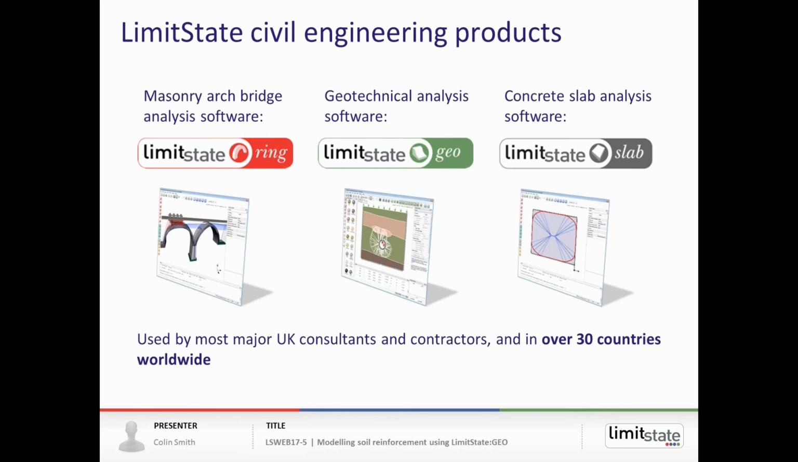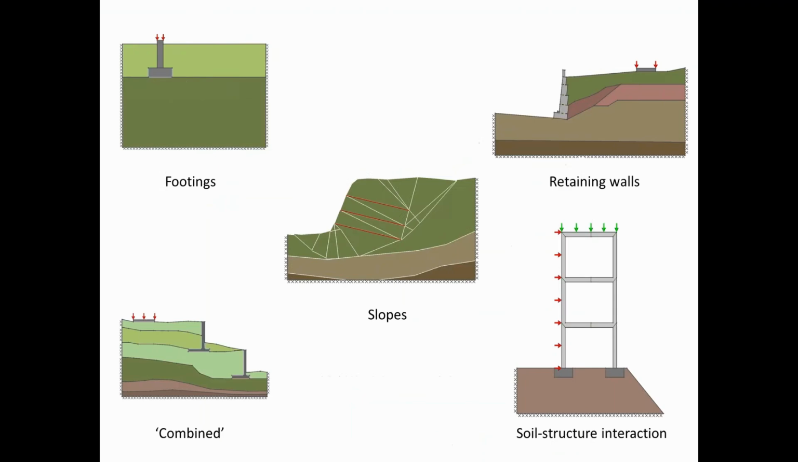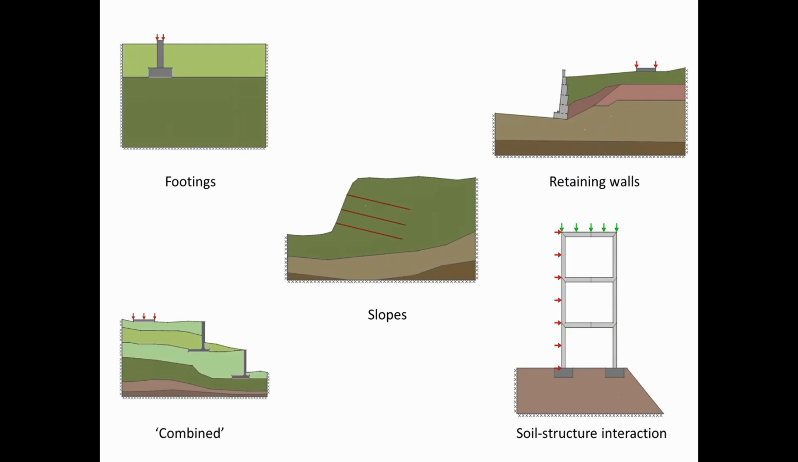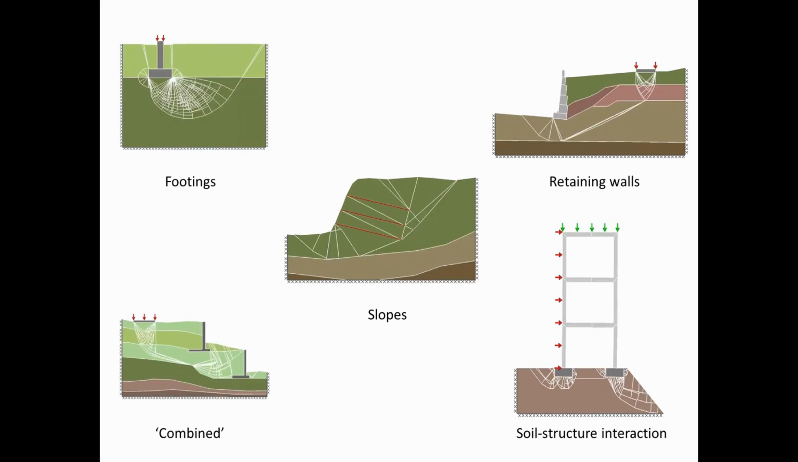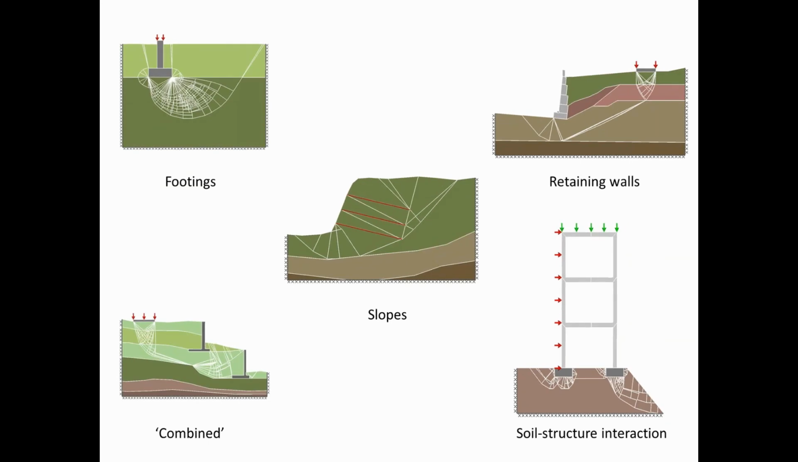The company has 3 civil engineering products at present: LimitState Ring, LimitState GEO and LimitState Slab, with several more in the pipeline. And these are used by consultants and contractors, large and small, in over 30 countries worldwide. And as you may be aware, LimitState GEO is a general-purpose ultimate limit state software, able to determine the collapse state for any problem geometry, and able to model slopes, retaining walls, structural elements and soil reinforcement, as is shown by some of these examples. So our aim today is to focus on soil reinforcement analysis.